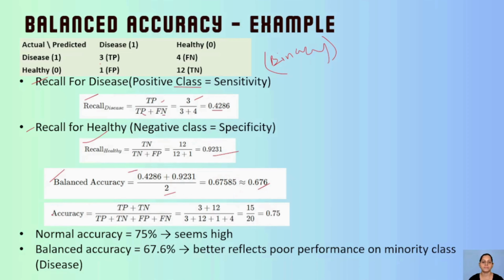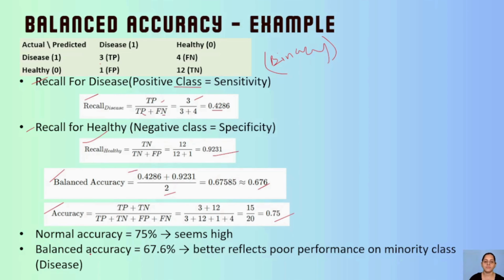However, when I take accuracy, this is how my formula looks like: true positive plus true negative divided by total predictions, and that total contains true positive, true negative, false positive and false negative. I'm getting a score of 0.75. So 0.75 as compared to 0.67 means that my normal accuracy is coming out higher as compared to the balanced accuracy.